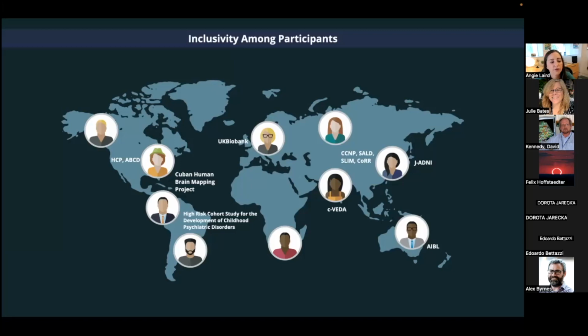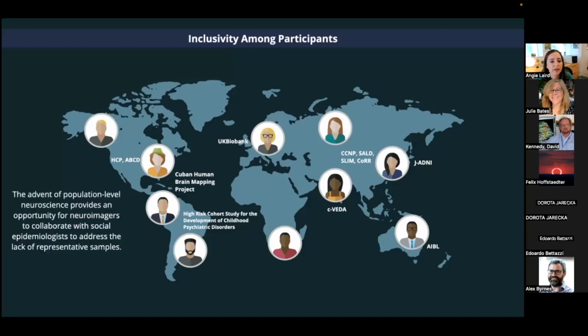And so finally, I want to end this slide by noting that the advent of population-level neuroscience really provides an opportunity for neuroimagers, wherever they are, to collaborate with social epidemiologists to address the lack of representative samples and strive for more inclusive enrollment strategies among more diverse and underserved participant groups. So for example, in the ABCD study, close attention was paid throughout enrollment to the emerging demography of the ABCD cohort to strive for broad diversity across multiple dimensions, including race, ethnicity, family income, and parental education.